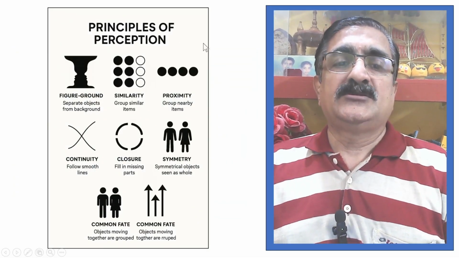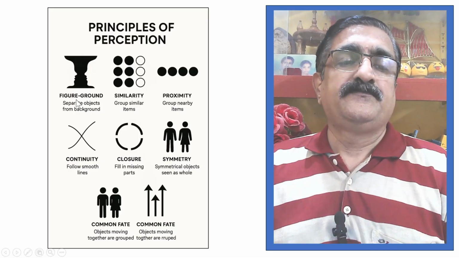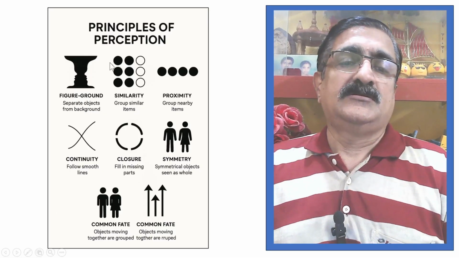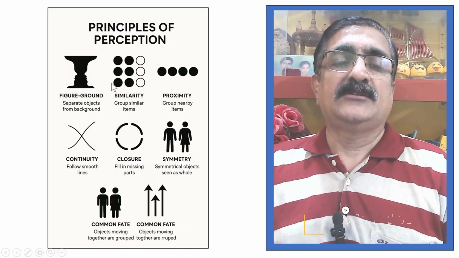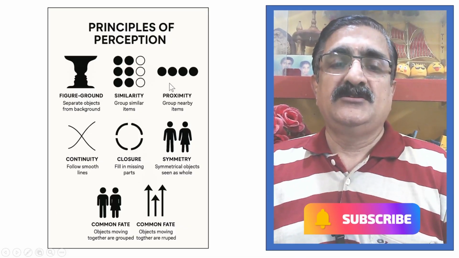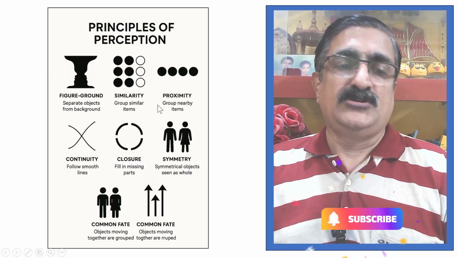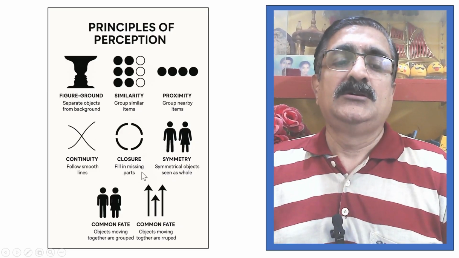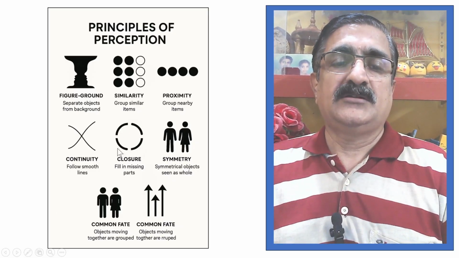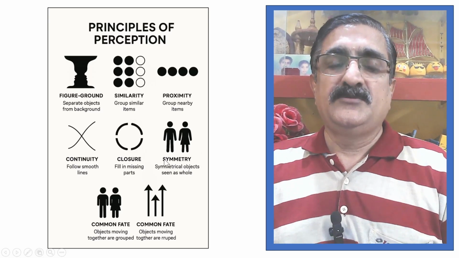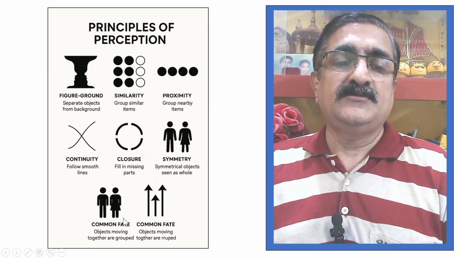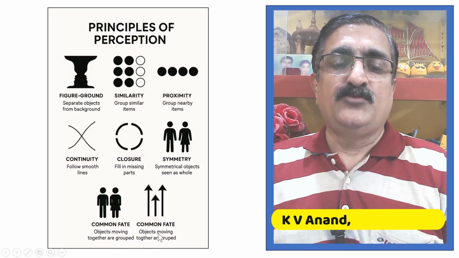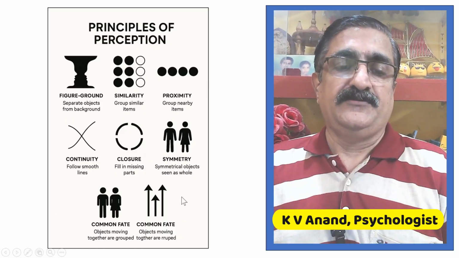This is the principle of perception in pictorial diagram. Figure-ground relation. This is similarity. We tend to see these black dots together. And proximity, the things nearby are grouped together. In continuity, we see the continuation as one line, not as a cross. Closure, we are filling in the missing part as this is a circle. In symmetry, people in the same uniform are grouped together. In common fate, objects moving together are grouped.